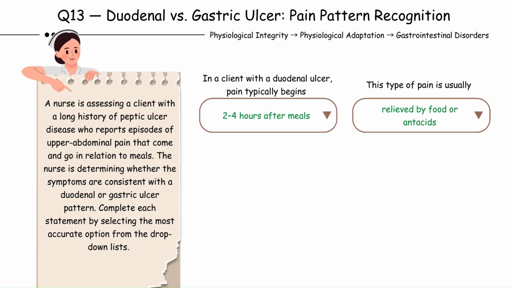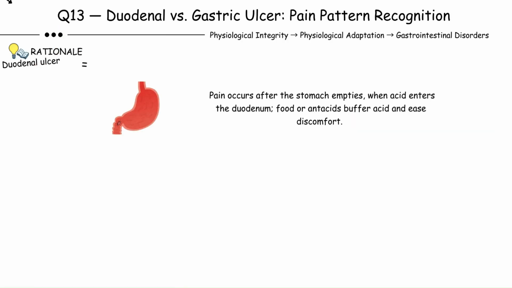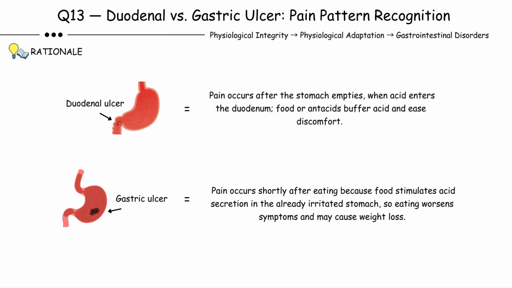Let's look at the reasoning behind these answers. For a duodenal ulcer, the classic pattern is the client feels better while food is in the stomach, and pain starts after the stomach empties, usually 2 to 4 hours after a meal, or even in the middle of the night. Food and antacids act like a buffer, so eating or taking an antacid temporarily relieves the pain. That's why we often summarize duodenal ulcers with the pattern, pain comes later, food brings relief.